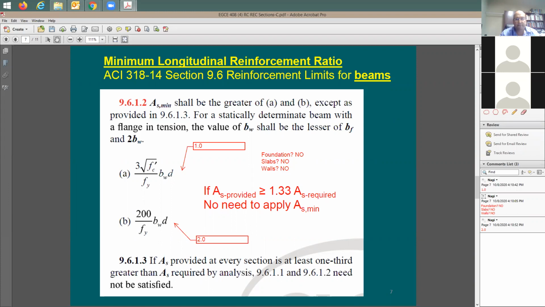Professor, is this formula more in depth of one-way action and two-way action, or no? This is not for slabs. In slabs we say one-way action, two-way action. Oh, okay. But this doesn't apply for all slabs. So I'm going to say here, any type of slab.